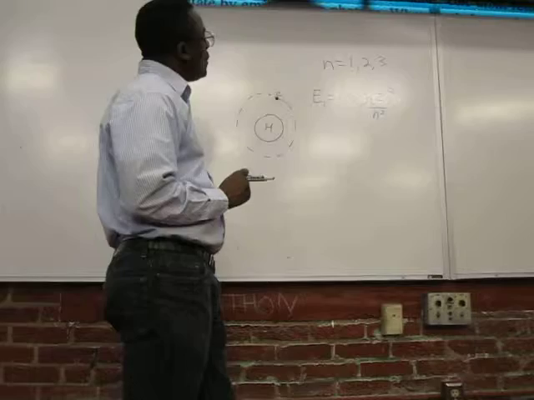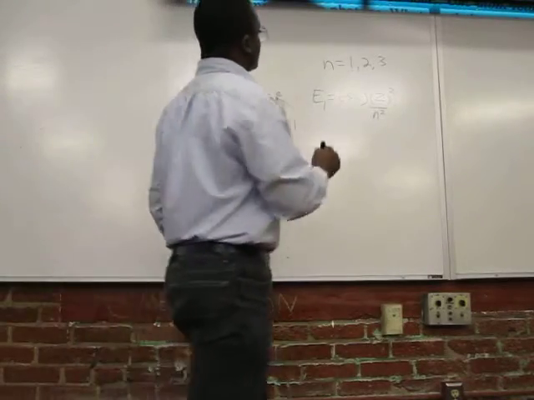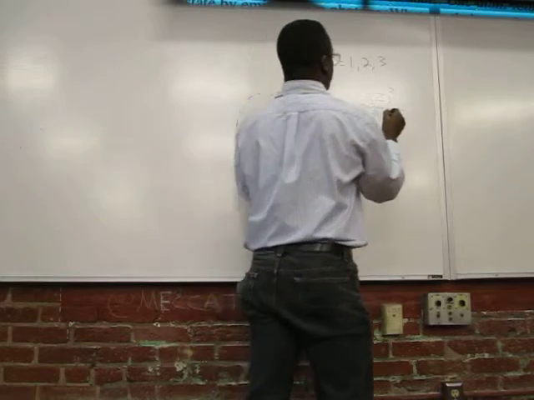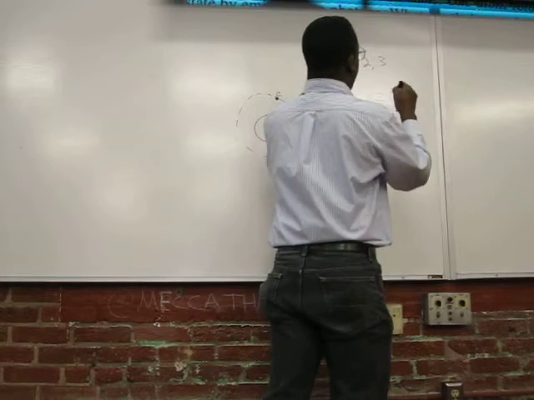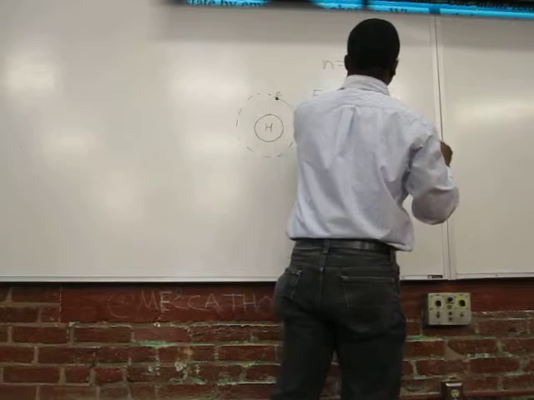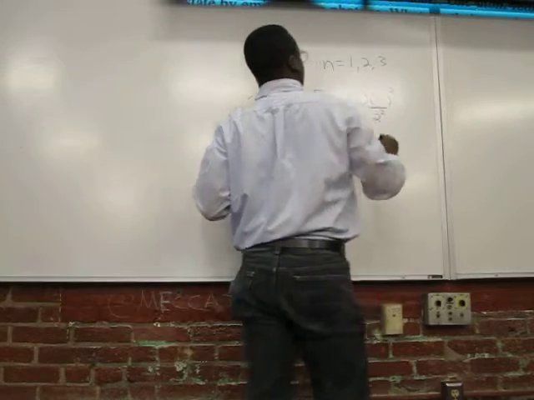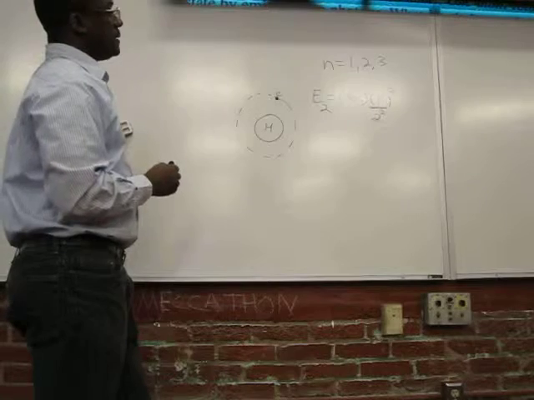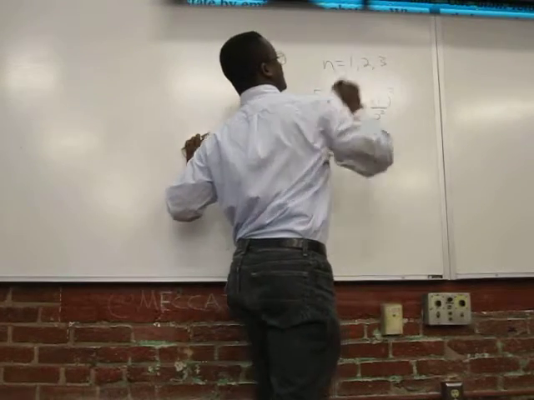No, that's not the first excited state. This is the ground state. The first excited state is n equals 2. Okay, and this is a hydrogen atom, so Z equals 1 because you only have one proton in the nucleus. Okay, so there we go. That's the first excited state. Ground state, first excited state, second excited state.